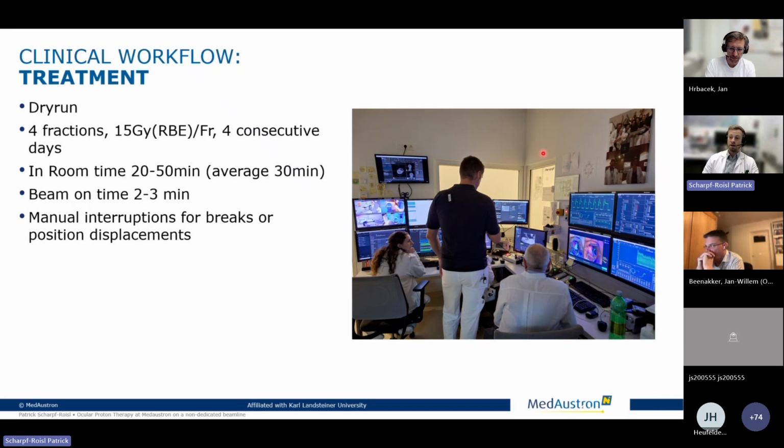We then treat in 4 fractions of 15 gray on 4 consecutive days. Our in-room time is 20 to 50 minutes, depending on the number of iterations that we need to do for the imaging, and it's an average of 30 minutes. The beam-on time currently is 2 to 3 minutes. As mentioned, we already had a project to decrease this time, and there are projects going on currently to further decrease the beam-on time. We perform manual interruptions or breaks for the patient in case of position displacements.